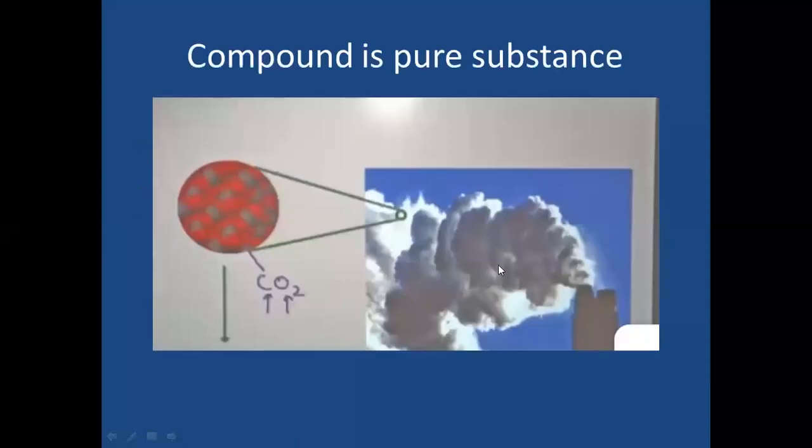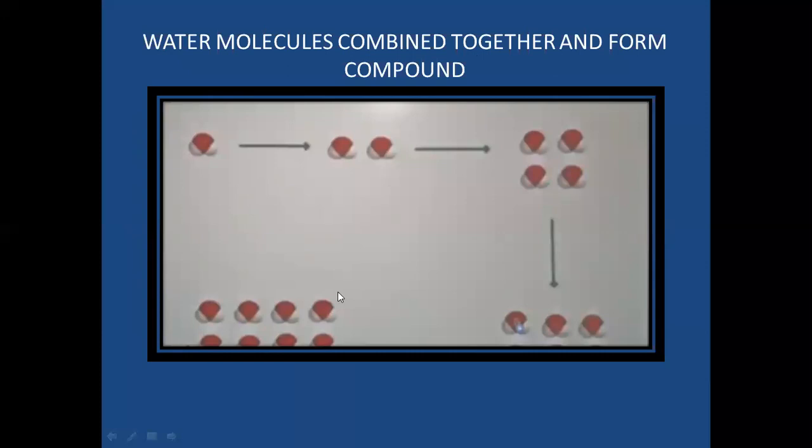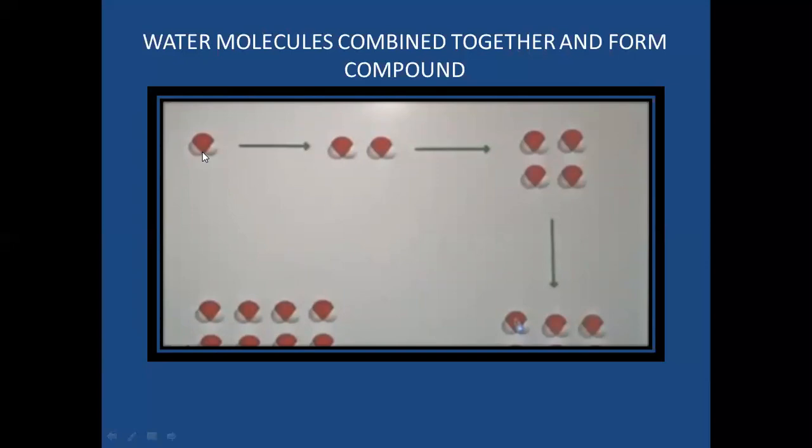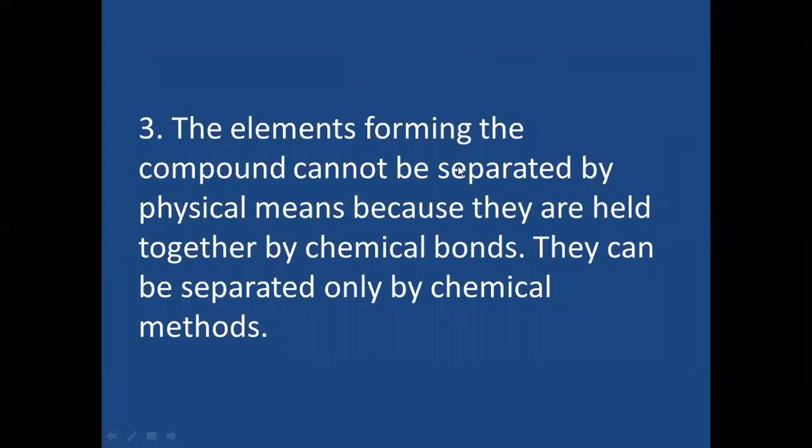You can see the smoke which comes out from the industries contains carbon dioxide, and many carbon dioxide molecules combine together to form a compound. This circle contains many molecules of carbon dioxide. As I told you, the smallest particle of a compound is a molecule. You can see one molecule, two molecules, then four molecules of water, then six molecules of water, then they combine together and form eight molecules of water. These eight molecules of water combine together and then they form a compound. So we can say that the simplest or smallest particle of a compound is a molecule.